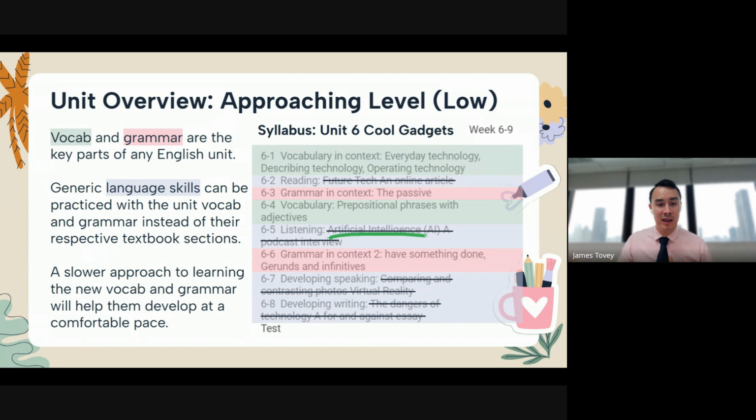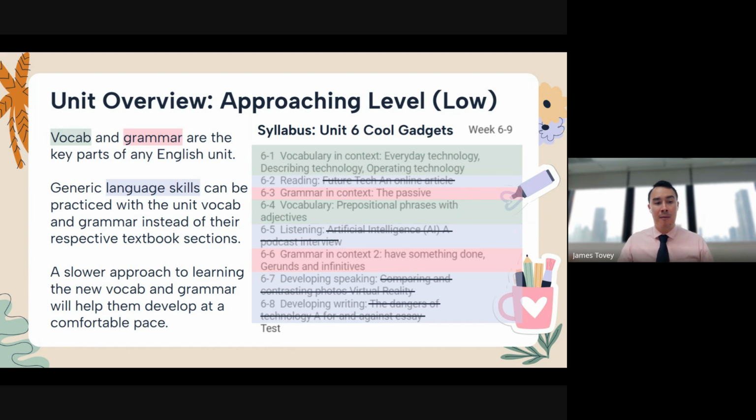So instead of introducing things about AI, podcasts and interviews and online articles, instead of comparing and contrasting photos of virtual reality, you can practice these skills by linking it with something else. So we're going to get them to speak the grammar and context, gerunds and infinitives, right? So we're going to get them to speak these out, practicing this more. So this slower approach means you can get rid of all this other content and double up on your grammar and your vocabulary content by pairing it with some of the language skills.